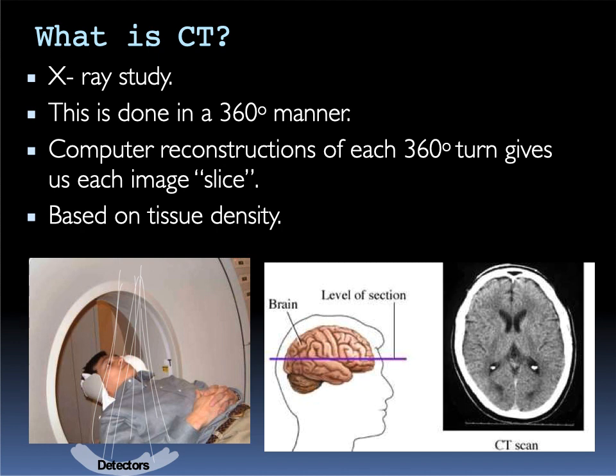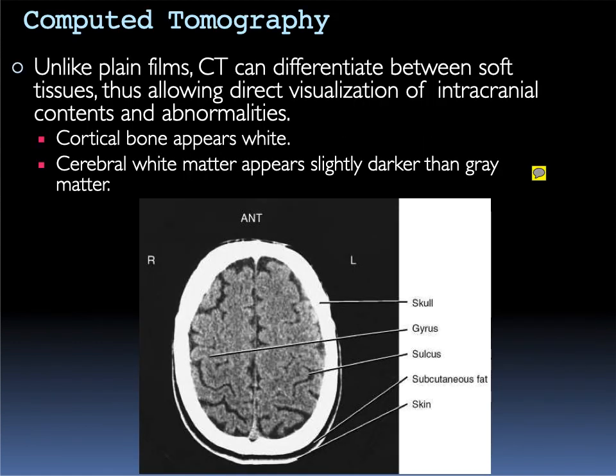So we have the Hounsfield unit, and we use it to measure the density of the lesions and even normal tissues. So it's unlike the plain films. The CT can differentiate between soft tissues. So it gives you direct visualization of the intracranial contents and the pathologies inside.